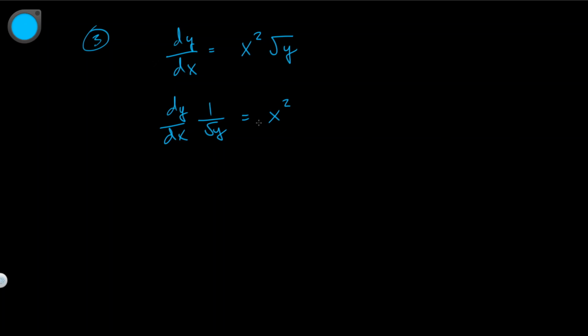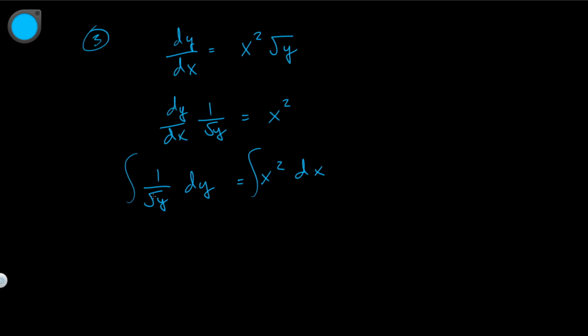Halfway there. I'm going to rewrite this in differential form. So I have dy, and I'm going to write that 1 over square root of y in front of it. And then I'm going to write this as x squared dx. It looks a little bit like cross multiplication, but we're going to be a little bit more careful. We're rewriting this in differential form. Now we're going to take the antiderivatives of both sides.